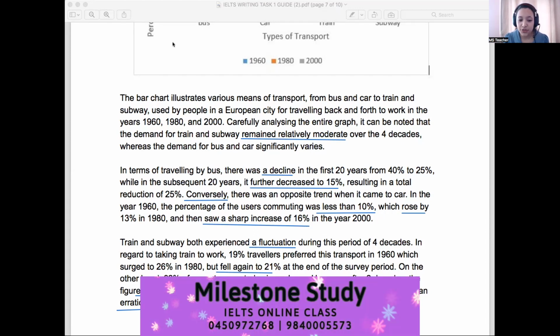So these are some words you can use in your writing task 1 to describe a chart. So that's the end of today's video. I hope you learned something from today's video, and please use these words in your writing next time.